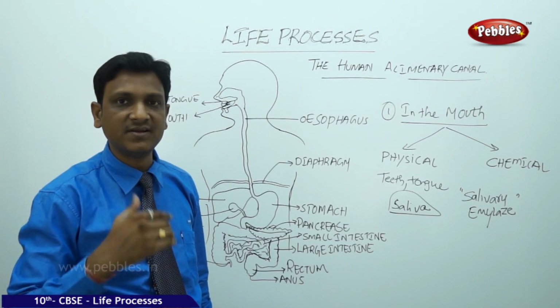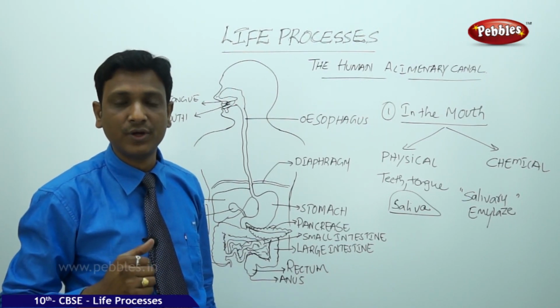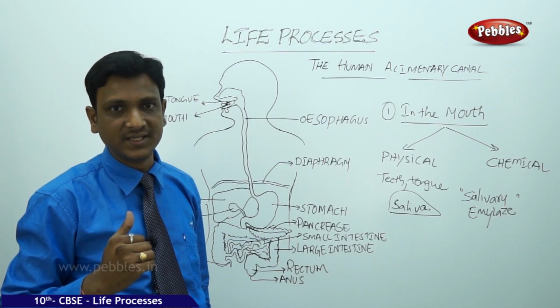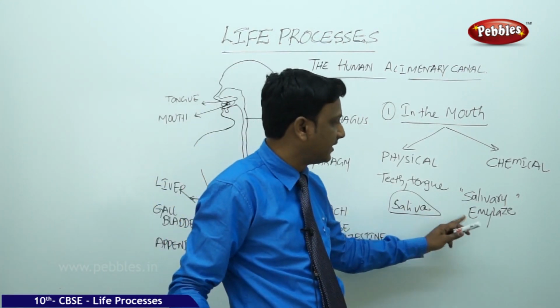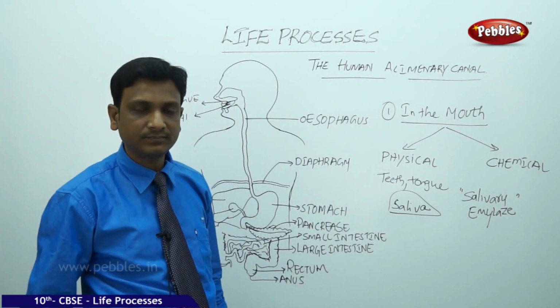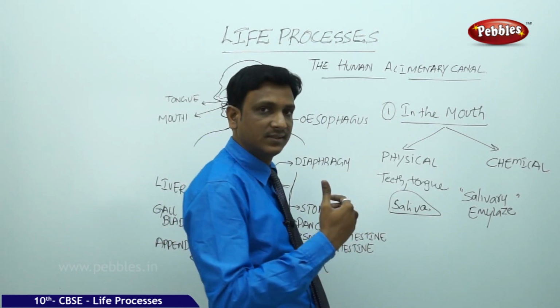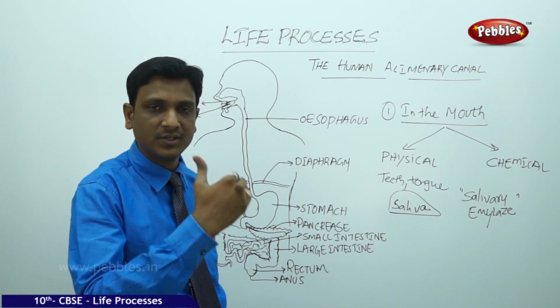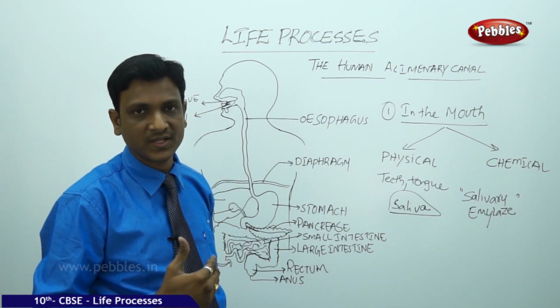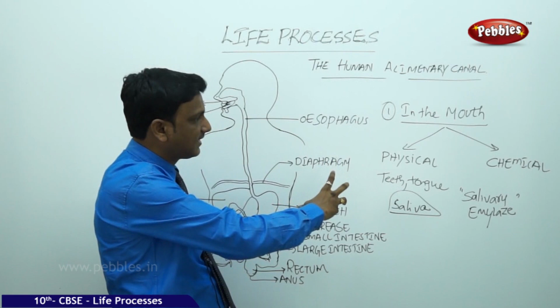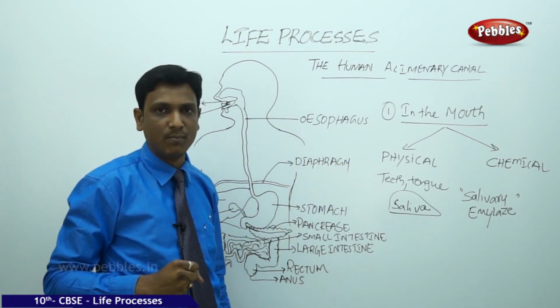Food is partially digested in the mouth. Which part of the food? Carbohydrates are partly digested by the action of salivary amylase. This salivary amylase digests the carbohydrates into some simpler form. So the food is processed physically as well as chemically in the mouth.